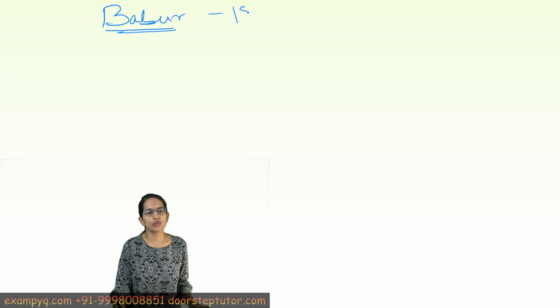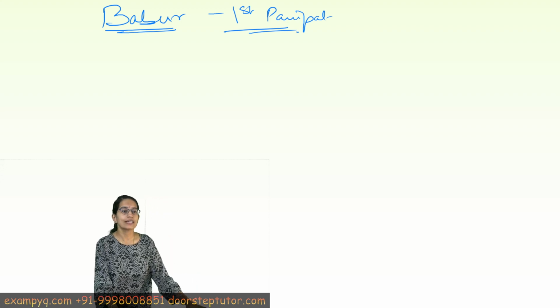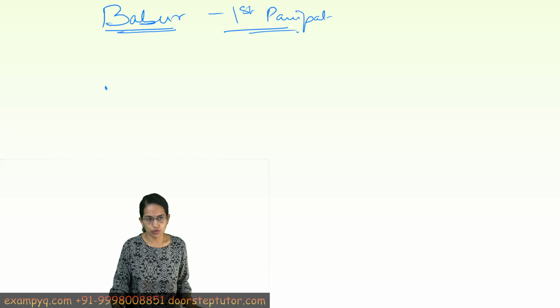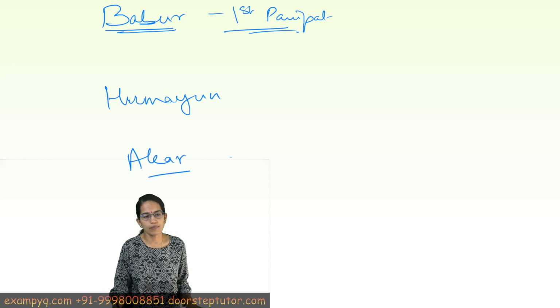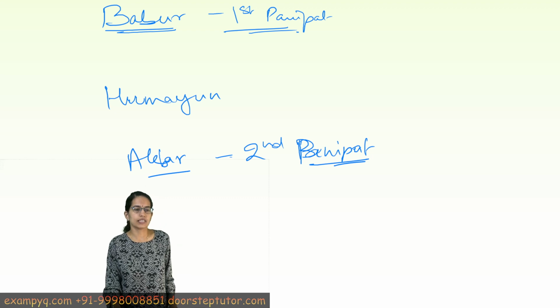Now Babur was the one who fought the first Battle of Panipat. It's important to note that later on it was his son Humayun, but after Humayun came Akbar, and it was during the time of Akbar that the second Battle of Panipat was held, where he defeated Hemu, right? So this is one of the important things that we must understand.